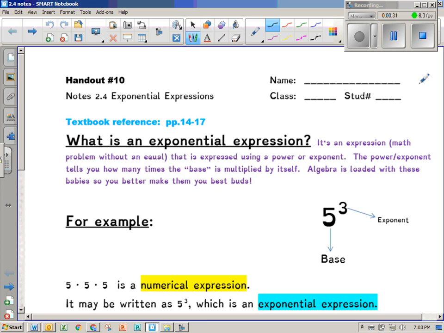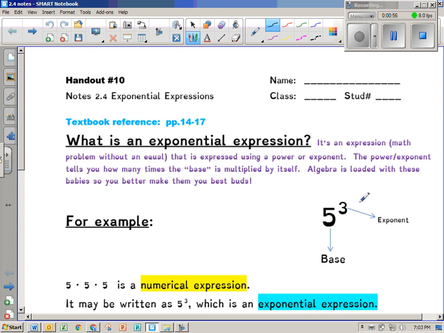The power, or the exponent, tells you how many times the base, and in our problem the base is 5. So when we write 5 and we raise a little number over here, we could read that 5 to the third power, or we could call it 5 cubed, or we could say 5 to the power of 3. All of those are accurate.